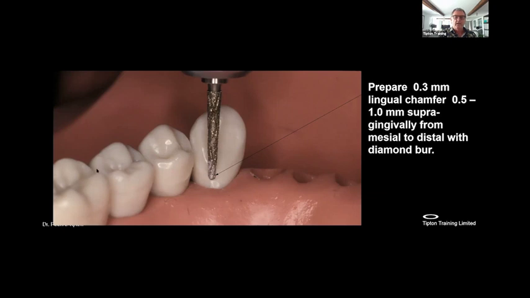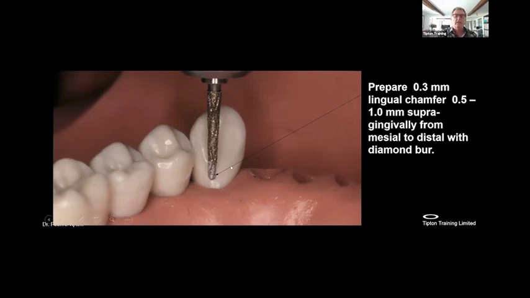So we tend to start off with a supragingival 0.3mm chamfer. We'll finish off with a chamfer, and that's usually 1 millimeter to 0.5 millimeter supragingival. And that's going to go from the mesial region, lingually, and just above. We have two options as we go through distally. We can actually go through, or we can go above the contact point, okay?